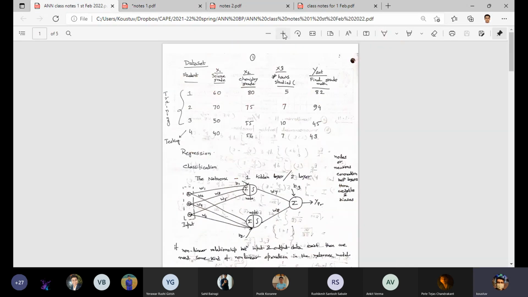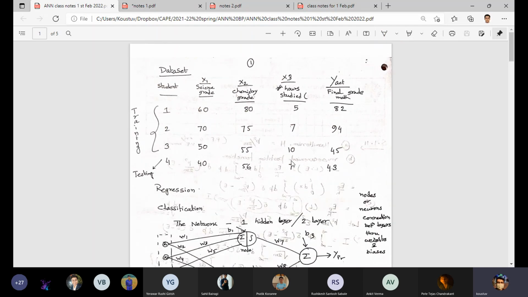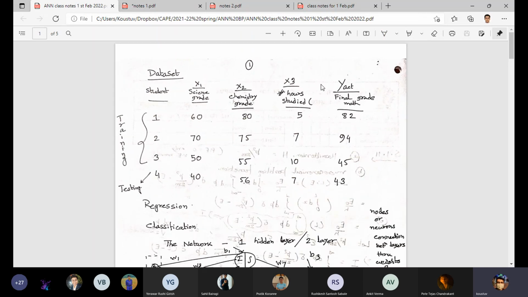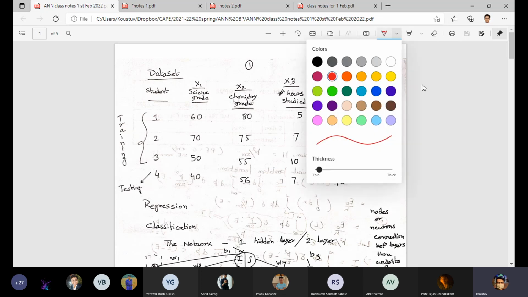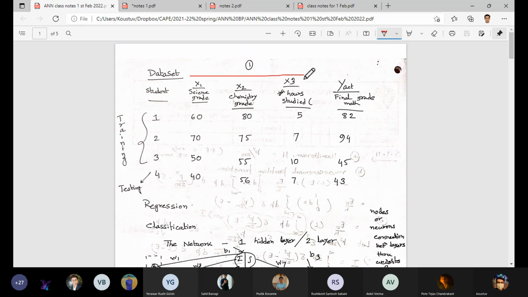Let us see that this particular data set is something like this. It's very small, but just to introduce and to do the step-by-step calculations, I have introduced this. Let's say these are some students' numbers. So x1, x2, x3 are basically your input. This is your input. This is your output.